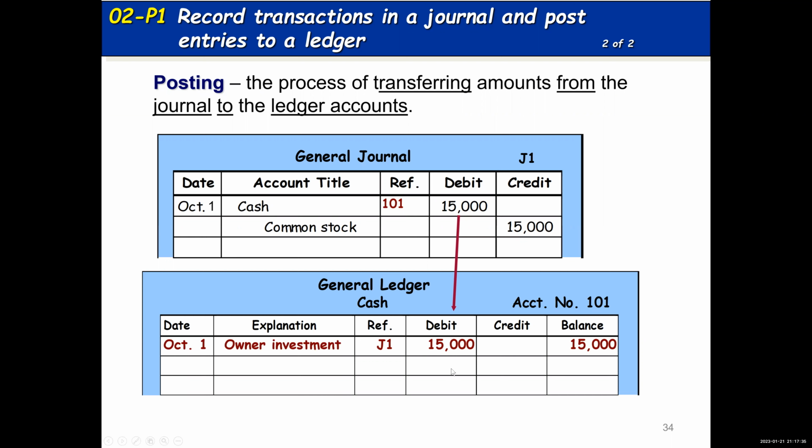Now, let's say I'm your boss and I'm looking at the ledger and I see $15,000 come in, and I ask, what's that all about? I could go back to journal page 1 and see where that entry originated in the journal.